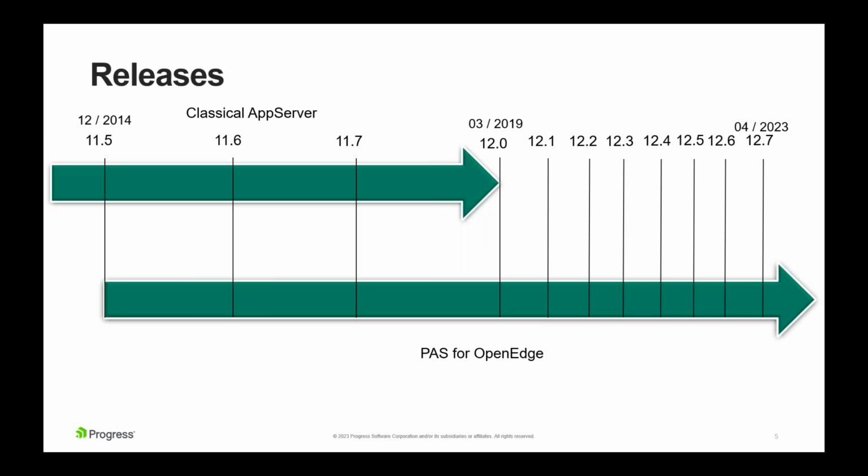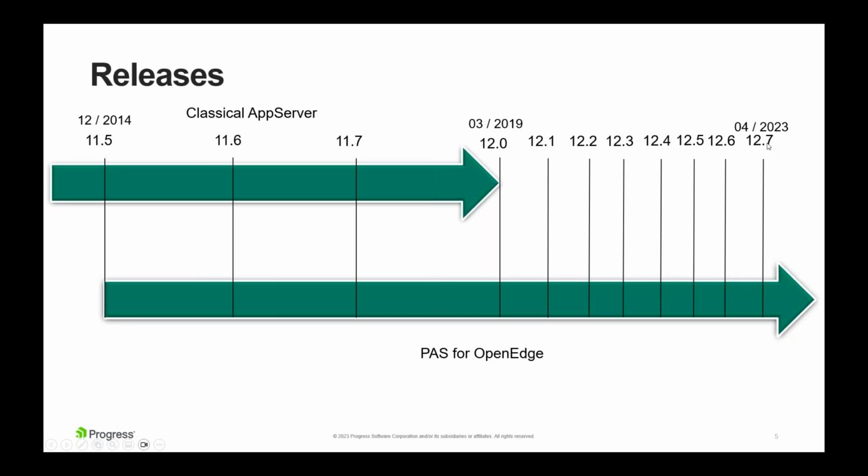Some information about releases. We started with Progress Application Server for OpenEdge, which we named PASOE, with version 11.5, at the end of 2014. For now, we have a life cycle of the classical AppServer. Many customers are using 11.7 as the LTS version of 11. Starting with 12, we will only have the new generation of Progress Application Server, PASOE, and the classical AppServer will stop with the latest 11.7 versions.